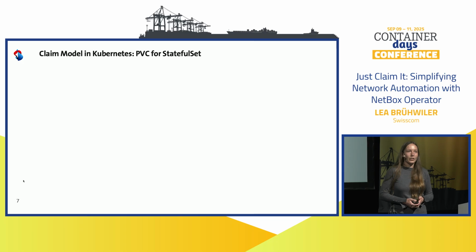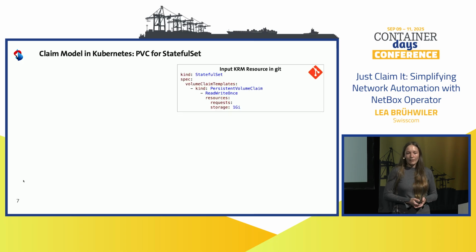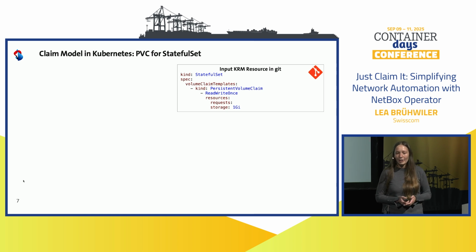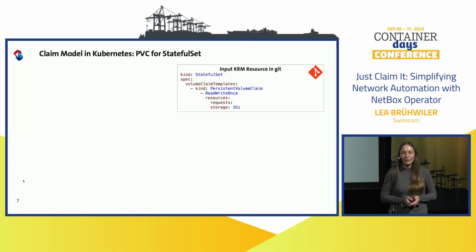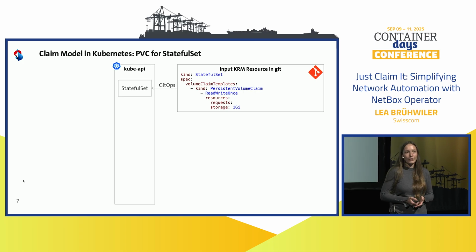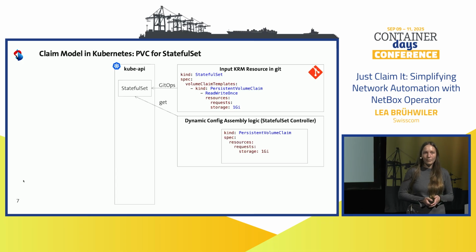And then in NetBox Operator, we also use the claim model, which you maybe know from the persistent volume claim. So this persistent volume claim is, for example, used in stateful sets. So this slide is just an abstraction and shows the relevant parts for this example, but it's maybe not completely accurate. So in a stateful set, you can describe your persistent volume claim template. And then when you apply this to your Kubernetes cluster, for example, with GitOps, the stateful set controller will reconcile it and create a persistent volume claim.